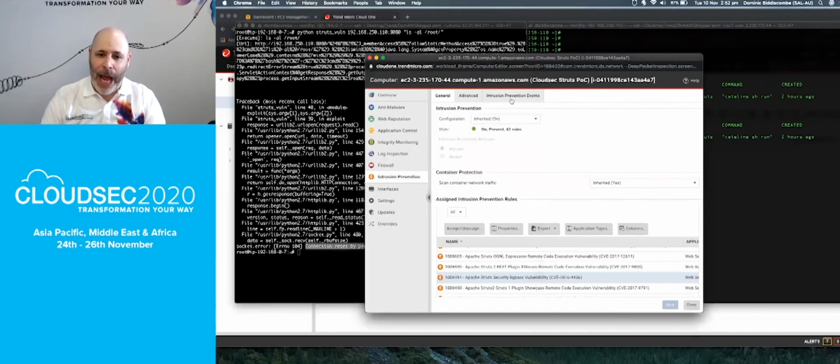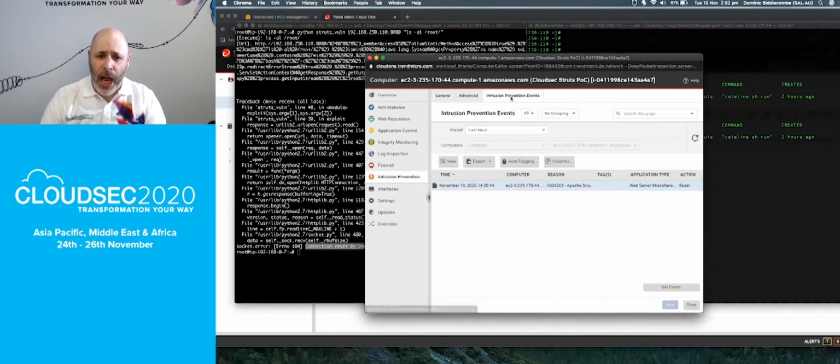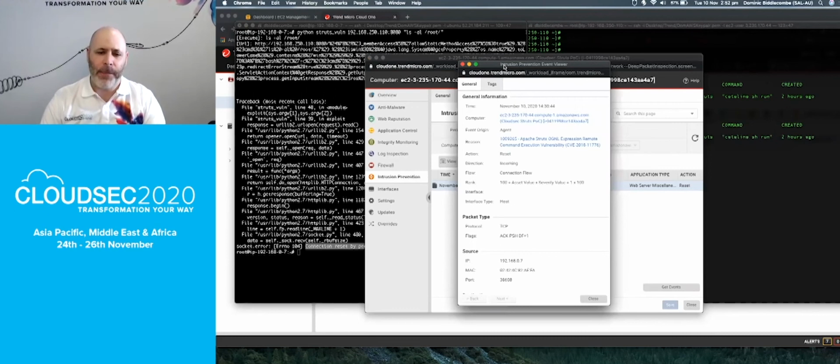However, given the fact that we now have the additional IPS rules that are now able to inspect the traffic, look for that particular payload, and if found, take action on it. So let's have a look at the IPS events. And as we can see over here, one event was picked up. It has been picked up because a particular rule was triggered. That was the Apache Struts expression remote command execution vulnerability. And obviously that's what we tried to exploit, to run these remote commands on the Apache Struts environments. And the action taken against this particular attempt has been reset.